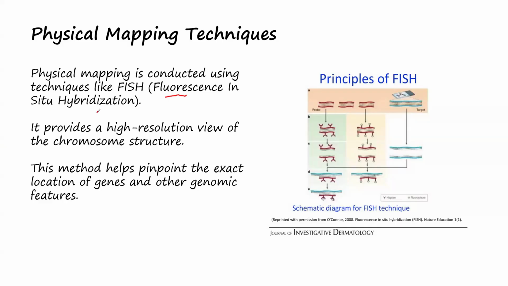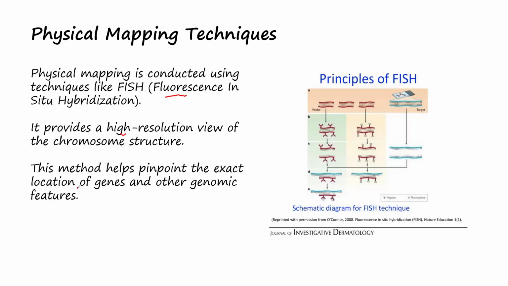The fluorescent probes used provide a high resolution view of the chromosome structure, which easily helps in identification of the genes. This method helps pinpoint the exact location of the genes and their genomic features. You see, physical mapping is very important in the sense that it can pinpoint the exact locations of the genes and their genomic features, while linkage mapping doesn't do that.